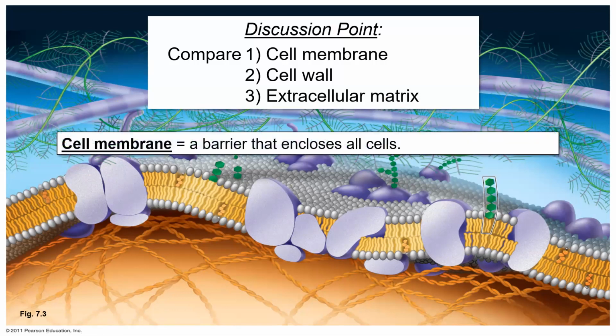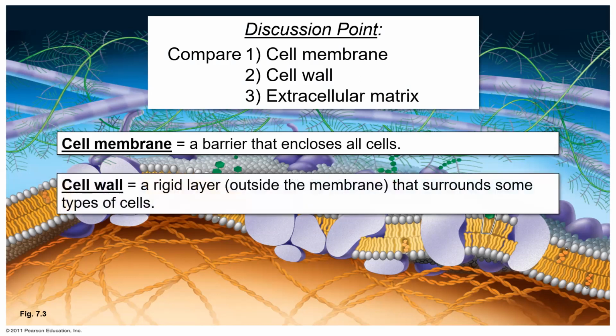So remember, the cell membrane is a phospholipid bilayer. It's going to have proteins, and it encloses all cells, and it allows things in and out, and has a whole bunch of different functions. So what's a cell wall? A cell wall is something found outside of the membrane, and it's not fluid. In fact, it's a lot more rigid, and it's not found on all cells. Okay, and we'll take a look at some cell wall types today.